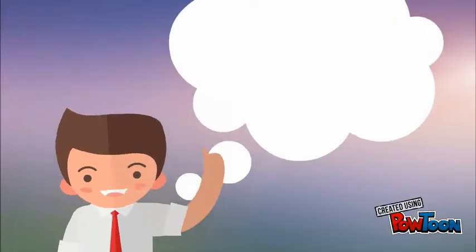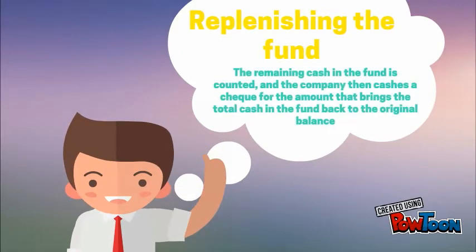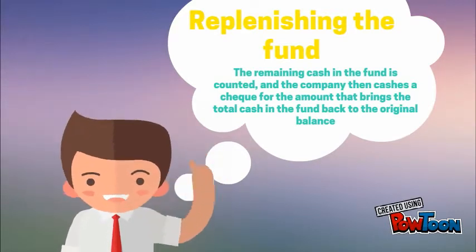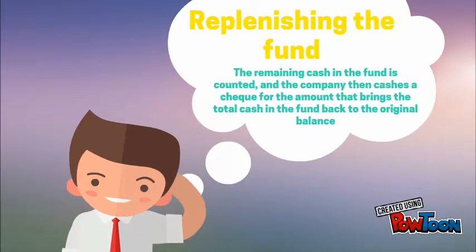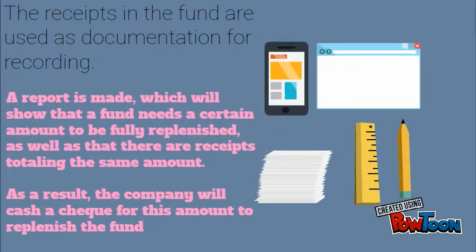The final activity involved in the operation of the petty cash fund is replenishing the fund, which happens as the cash in the fund decreases. To do this, the remaining cash in the fund is counted, and the company then cashes a check for the amount that brings the total cash in the fund back to the original balance. The receipts in the fund are used as documentation for recording purposes.